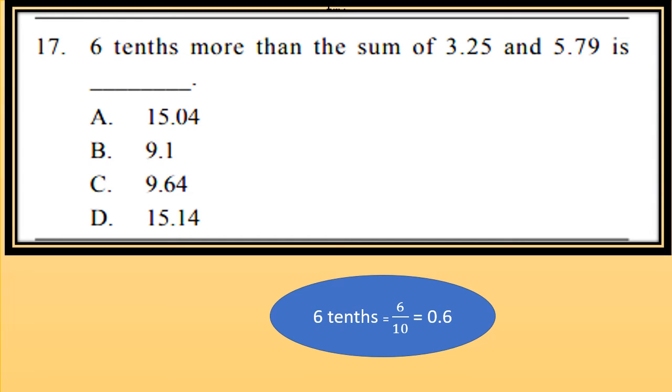6/10 more than the sum of 3.25 and 5.79 is. Now we have to find 6/10, that is 6 upon 10, 0.6. So 0.6 more than the sum of 3.25 and 5.79. So find the sum of 3.25 and 5.79, then find 6/10 more than that sum.